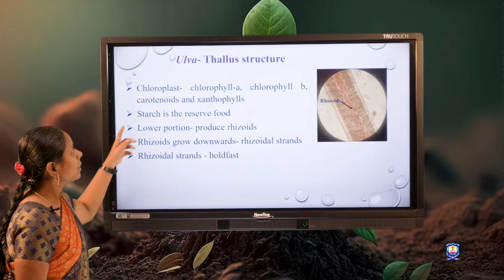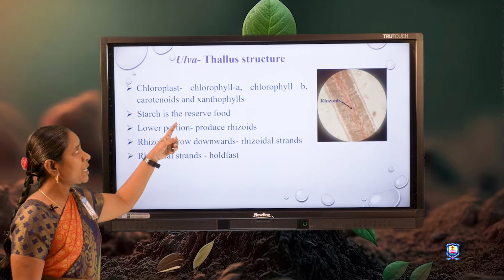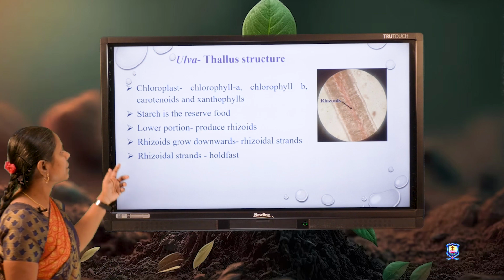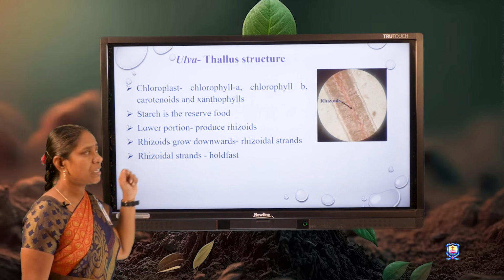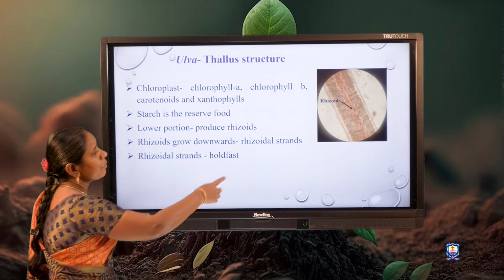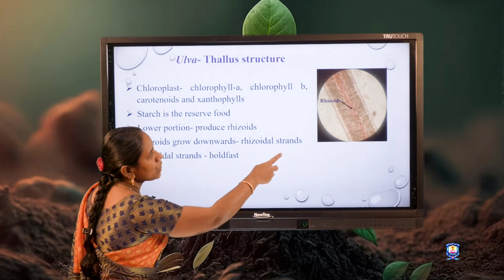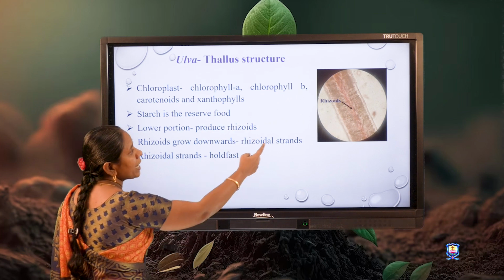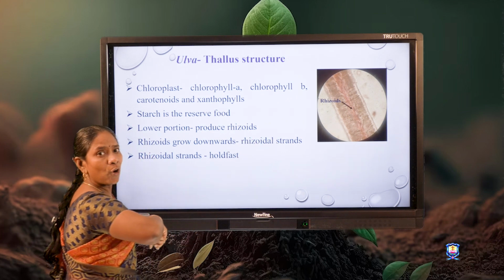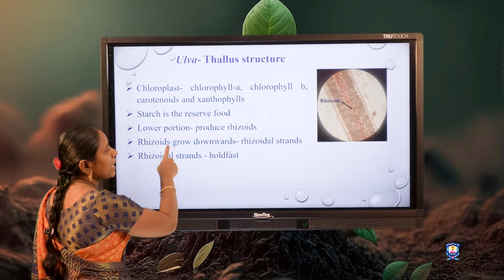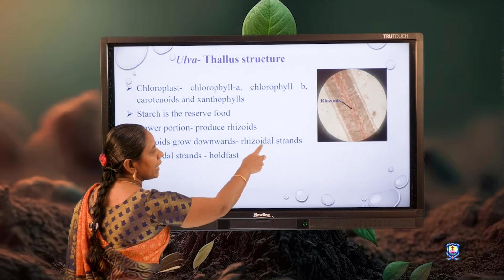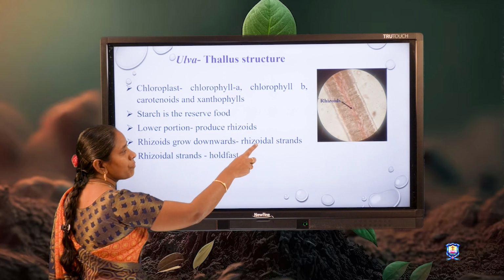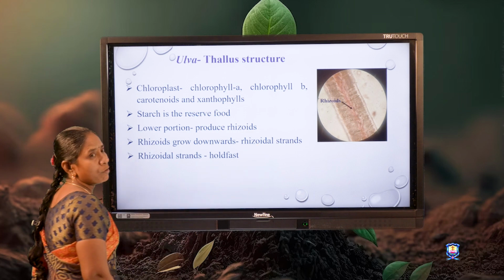Ulva thallus structure. The chloroplast consists of various pigments such as chlorophyll A, chlorophyll B, carotenoids, and xanthophylls. Here the starch is the reserve food. If you take this, it consists of two layers of cells. In between the cells, the rhizoids are produced. The rhizoids are produced at the lower side of the cell, and they grow downwards, and finally form the rhizoidal strands, and the rhizoidal strands ultimately form the holdfast.